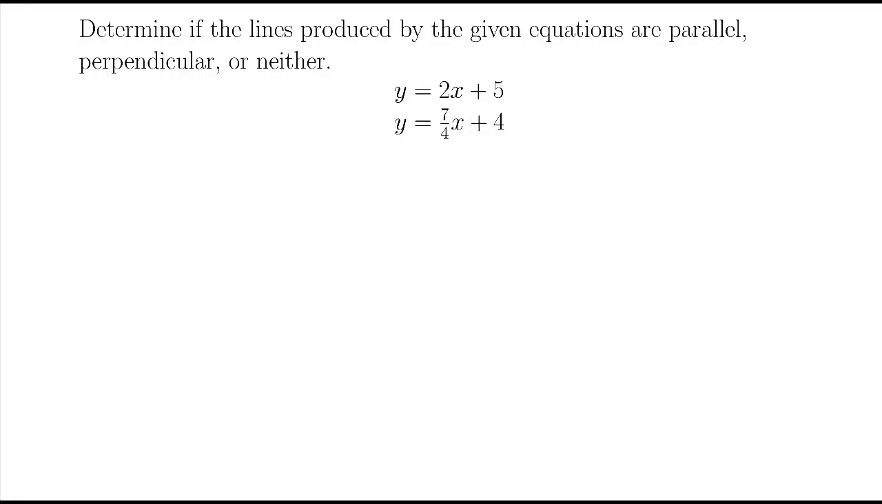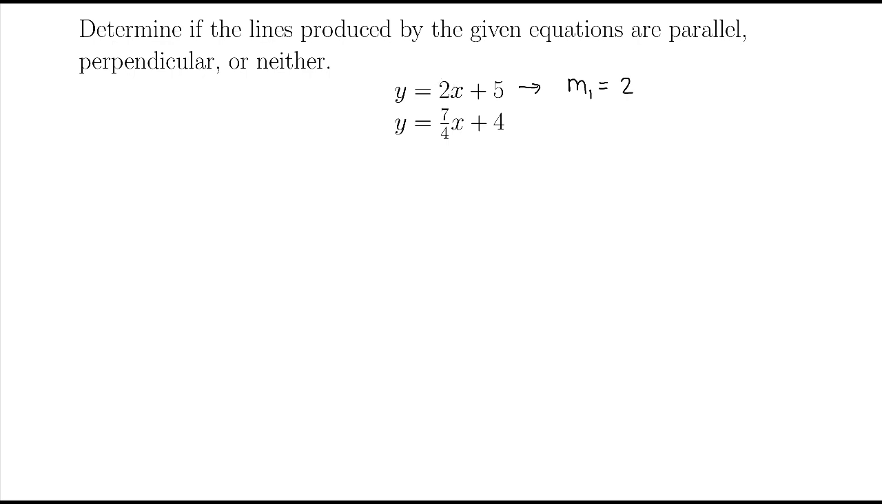Let's determine if the lines produced by the given equations are parallel, perpendicular, or neither. Okay, so we need to compare the slopes of each of these lines. So the first one, y equals 2x plus 5. This one here has a slope of 2, right? It's the number attached to the x.